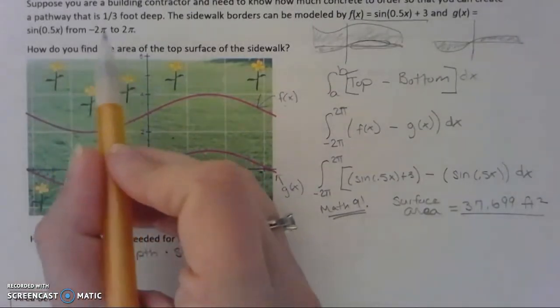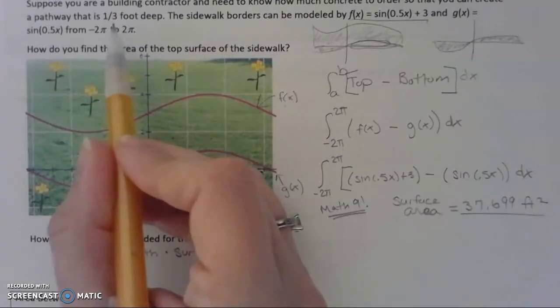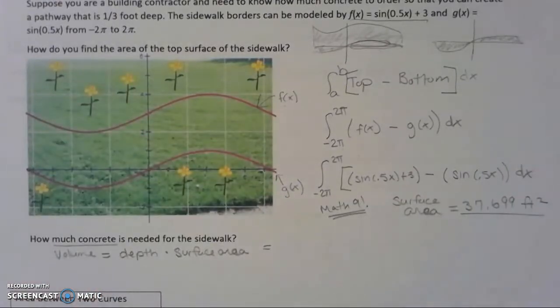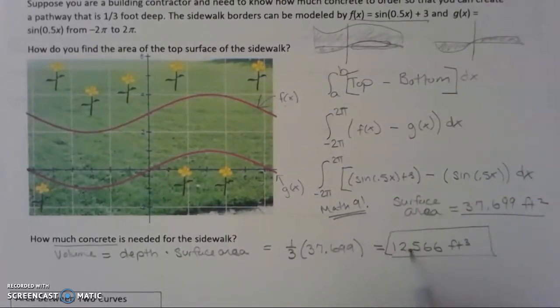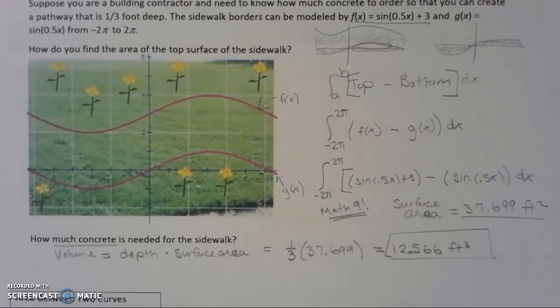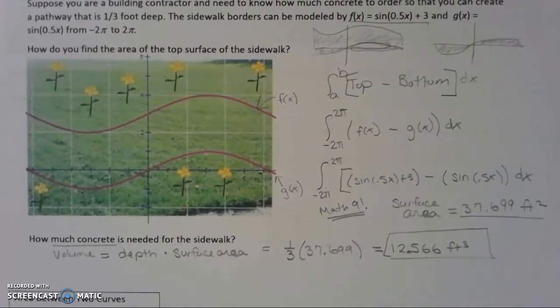Okay, well, and that makes this pretty easy because we know what the depth is supposed to be. Back in the original problem it says the pathway needs to be 1/3 of a foot deep. And this is already in feet, so I can just say it needs to be 1/3 of a foot and multiply by the surface area, which we said was 37.699. That is going to give us, when we type that into our calculator, 12.566 cubic feet of concrete. So this is really helpful for someone who's going to need concrete because they don't want to bring too much and they don't want to bring too little, so it's not wasteful.